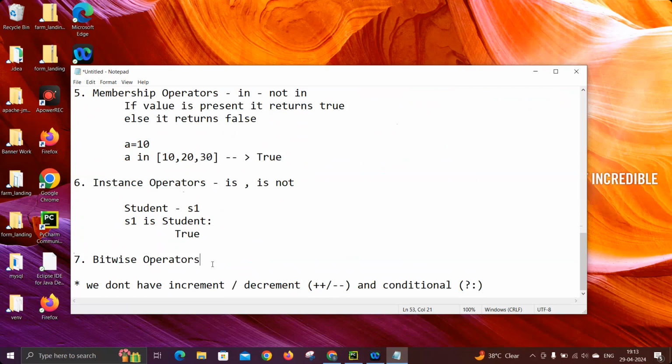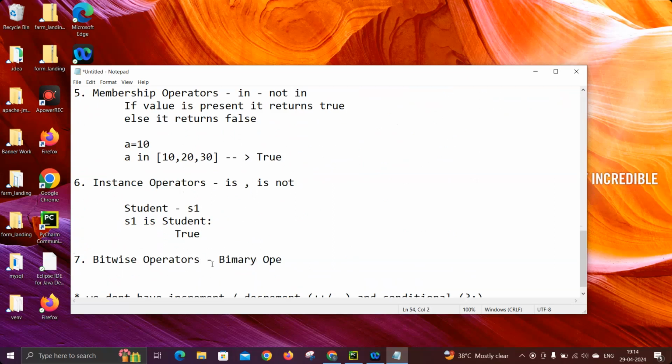And the final one is bitwise operators. These are also called binary operators. Why? These operators always work on the binary format of the given data. They do not work on the actual decimal format we normally use. They always use the binary values of the given data, which is why we call them bitwise or binary operators.